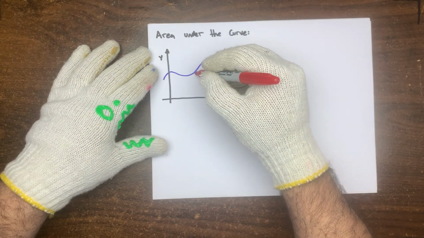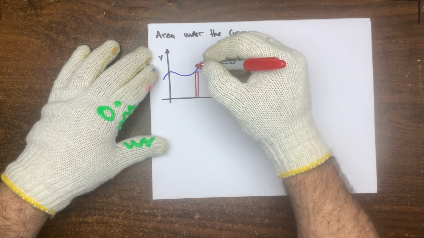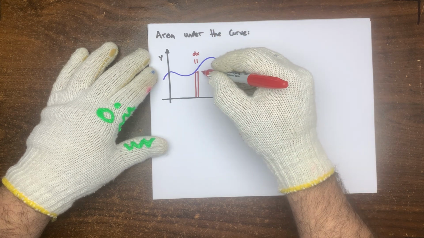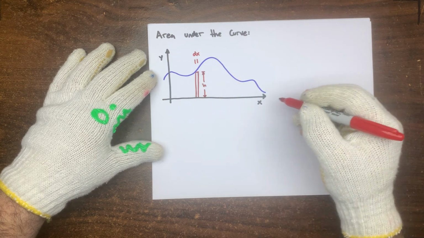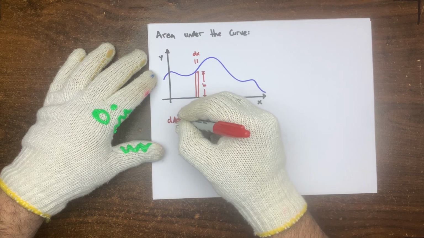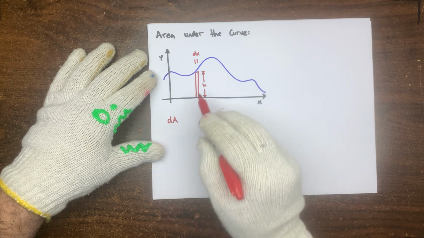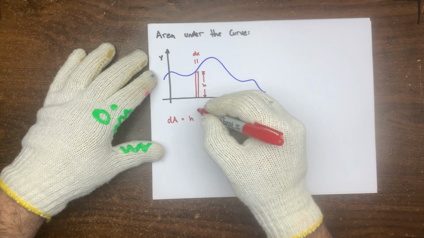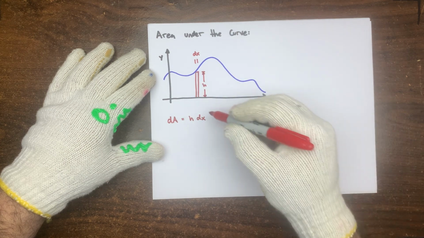So what we can do is construct a little column of width dx, and it has a height of, let's call it h for now. So the area of this little column, dA, let's call it. The d means infinitesimally small. So instead of being delta A, it's d, because delta x is going to be infinitesimally small. It's going to be height times base, h times dx. So that's the area of this thing.